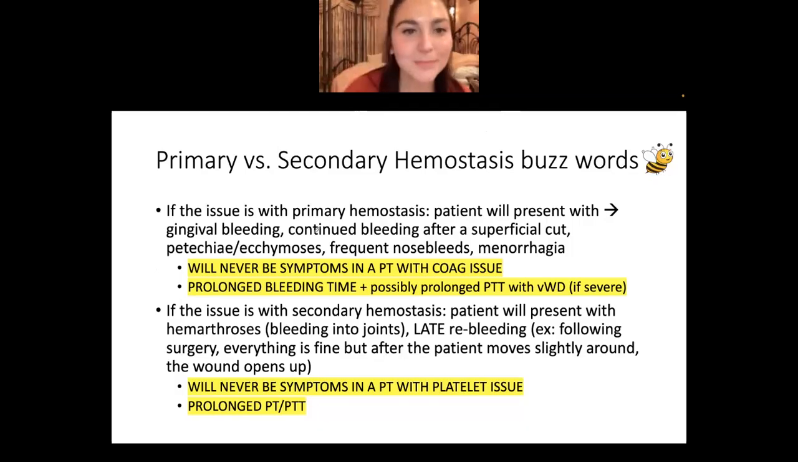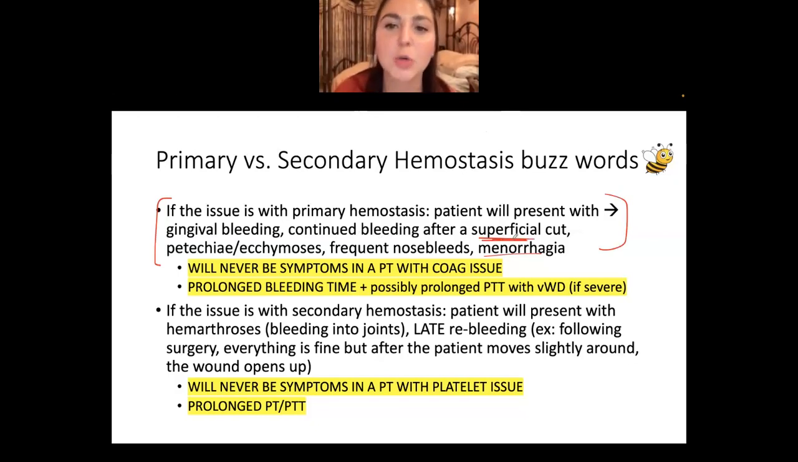Okay. So if the issue is with primary hemostasis, the patient presents with gingival bleeding, so the gums are bleeding, continued bleeding after a superficial cut, petechiae and ecchymosis, so random bruising, frequent nosebleeds, menorrhagia. Like I said, menorrhagia is always going to be the key with females. If they give you a female and it's a bleeding problem, they're always going to talk about painful periods. I don't think I've ever seen a question where it's a girl and it's a primary hemostasis disorder, and they don't talk about menorrhagia. These symptoms will never, ever be the symptoms in a patient with a coagulation issue.